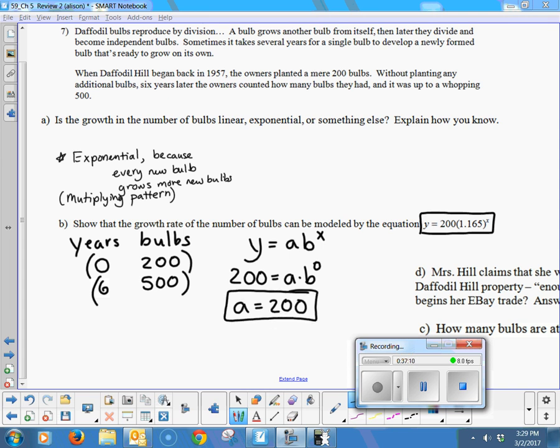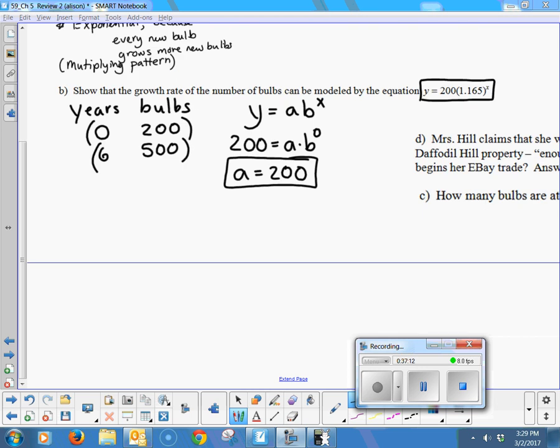And then if I use the second point to write an equation, 500 equals a, which I'm putting in 200, times b to the x. This is very solvable. I can just divide both sides by 200, and I get b to the 6th power is 500 divided by 200, which is 2.5.